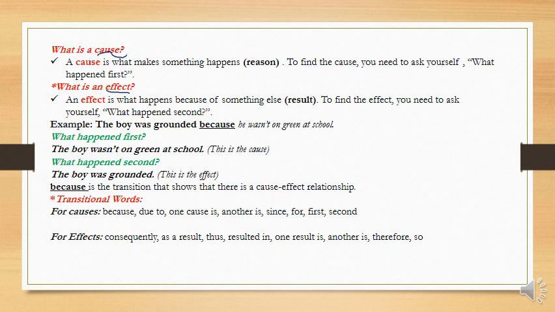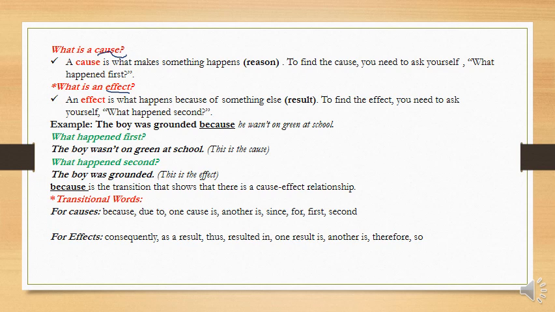So let's say, for example, Maya didn't do her homework. Maya didn't do her homework, so she was punished. What happened first? Maya didn't do the homework. This was the first action. And what happened next, or second, is that she was punished. That's why she was punished, because she didn't do her homework.